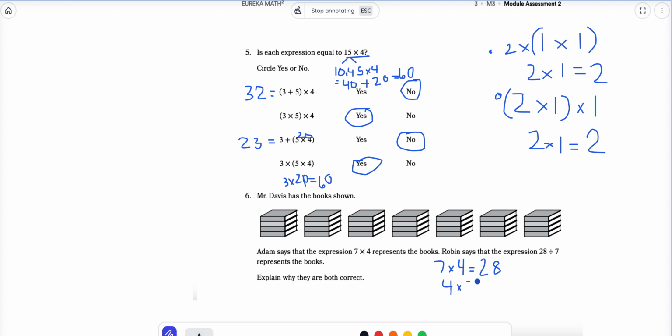7 times 4 is 28. 4 times 7 is 28. 28 divided by 7 is 4. Exactly. And 28 divided by 4 is 7. The numbers have to go together. You can't have two without the other. They are a family. They never leave each other. They're stuck together forever.